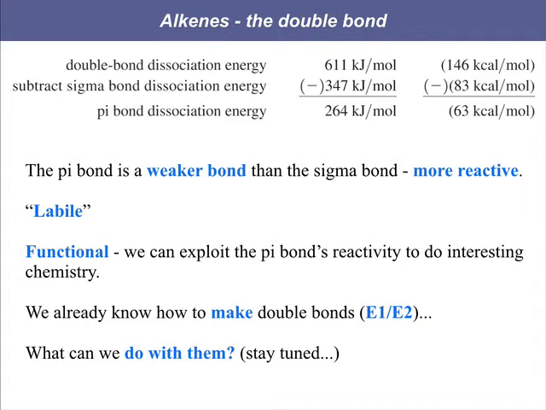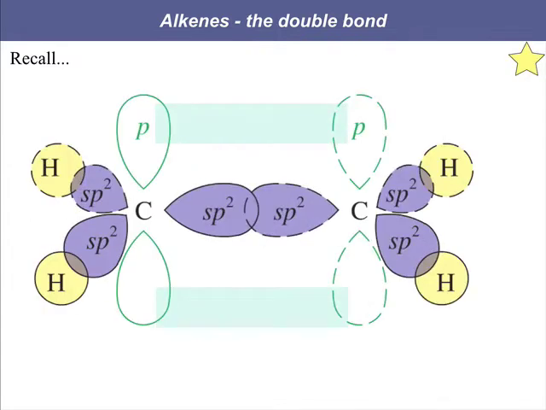We can exploit the pi bond's reactivity to do some very interesting chemistry. So we already know how to make them. We talked about E1 and E2 in the previous lecture. And ideally, we'd like to know what we can do with them. And that's going to be, like I said, lectures 11 and 12. So let's spend a little bit more time looking at the double bond.